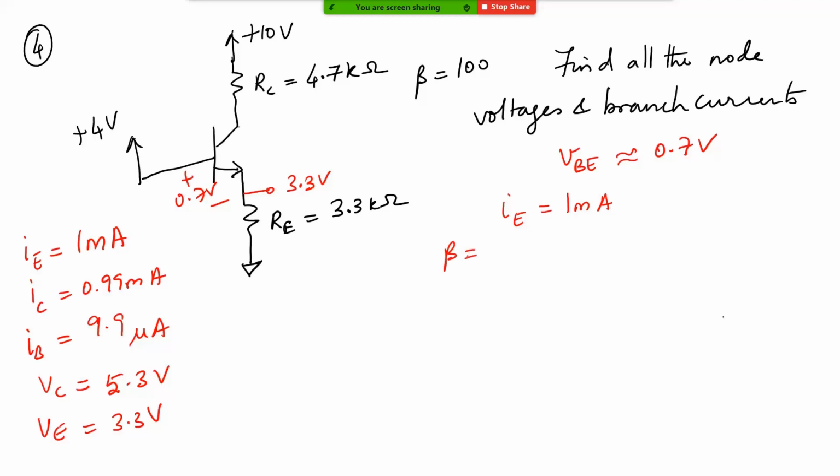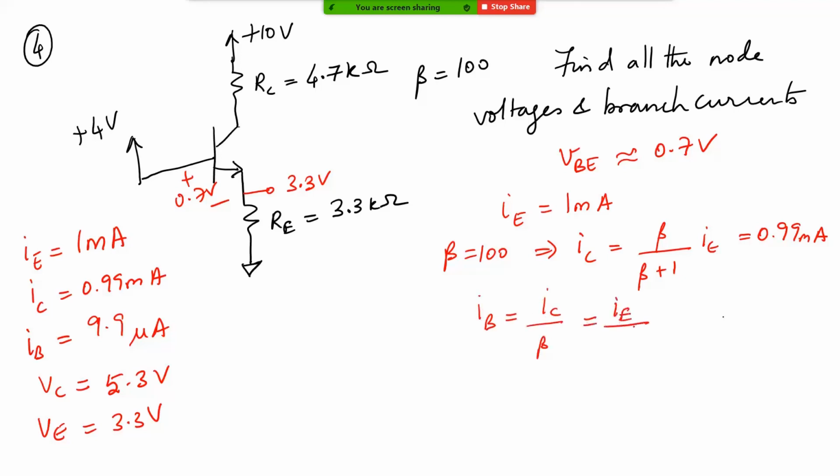Beta is 100. So which means that IC can be written as beta divided by beta plus 1 times IE, which becomes 0.99 milliamp. So IC value is also known. Now IB can be written as IC by beta, or it can also be written as IE divided by beta plus 1. Both cases you end up with 9.9 microamp. Now that you know the current through the resistor RC, VC can be written as 10 minus IC times RC. Correct?